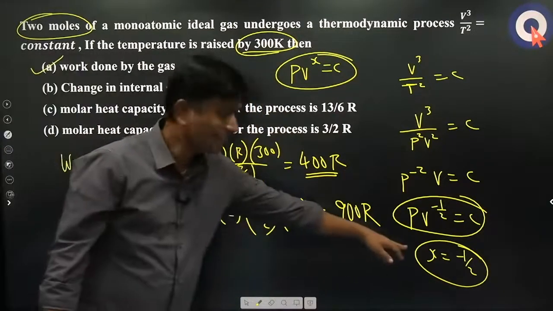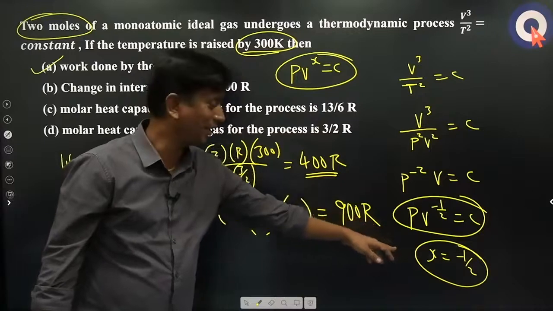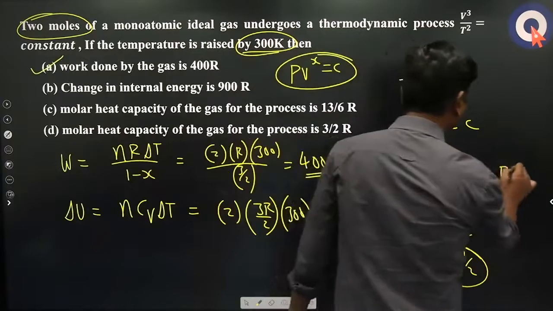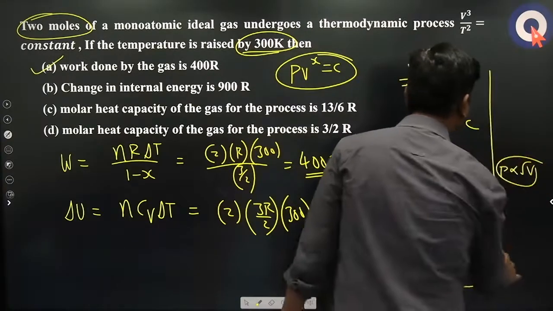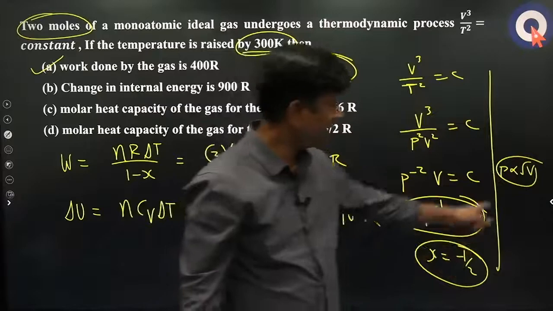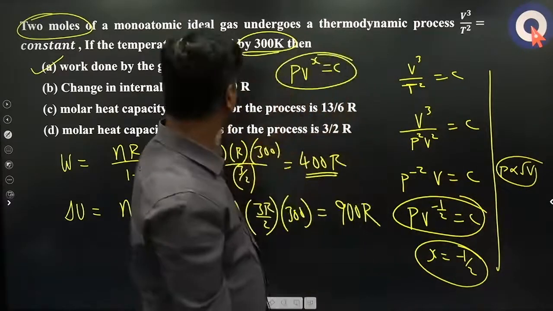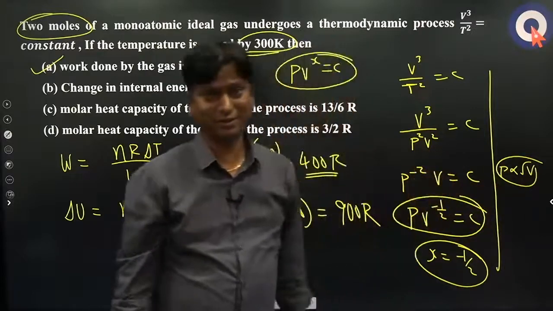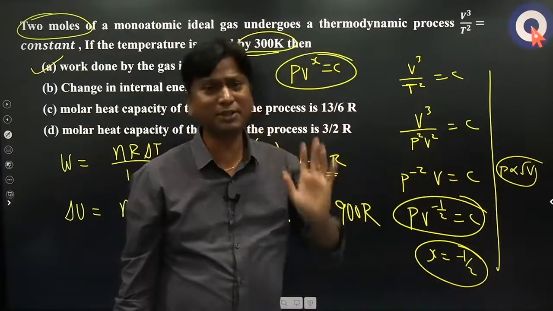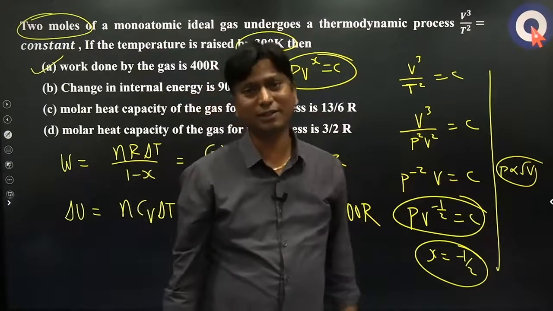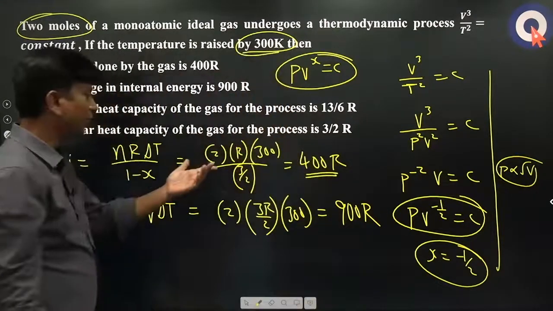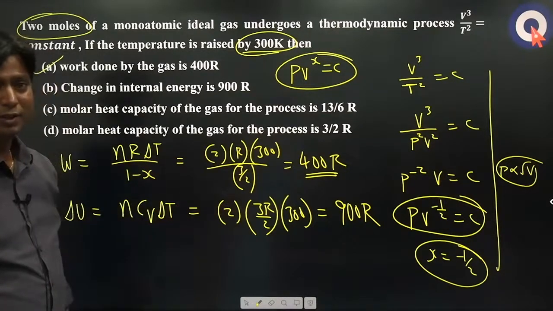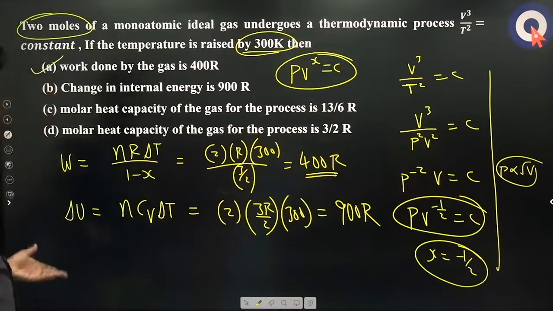And see here the value of x is negative. So when the value of x is negative, actually P is directly proportional to root V, this one, isn't it? And definitely in this case, they are saying that temperature is increasing. Temperature is increasing and pressure and volume, both of them are increasing. Pressure is increasing, volume is increasing, even temperature is also increasing. All three are increasing. So when all three are increasing, definitely work done will be positive only. Delta U is also positive only. Q is also positive only.